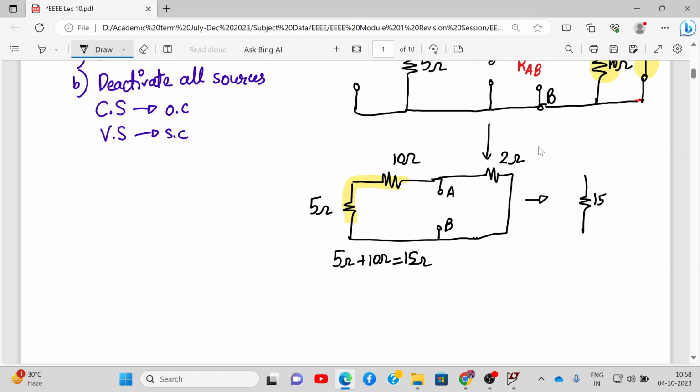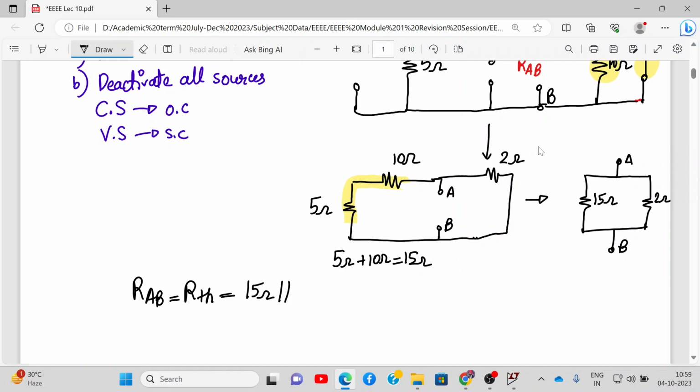So we have 15 ohm resistance and 2 ohm resistance, and here we have terminal A and terminal B. If you see carefully, your RAB or your RTH will be 15 ohm parallel to 2 ohm. That will be 15 into 2 divided by 15 plus 2, which comes out to be 1.765 ohms. That is my equivalent resistance or Thevenin's resistance.